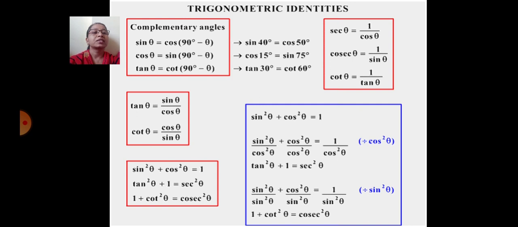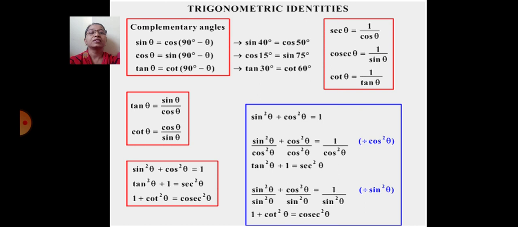You will get sin square theta upon cos square theta plus cos square theta upon cos square theta is equal to 1 upon cos square theta. So sin square theta upon cos square theta is tan square theta, plus cos square theta upon cos square theta will get cancelled to give 1, is equal to 1 upon cos square theta, which is sec square theta.